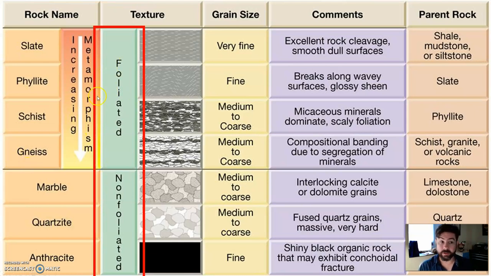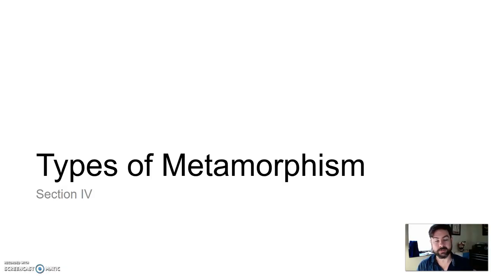With the foliated metamorphic rocks, increasing metamorphism, more heat, more pressure, so from slate to gneiss. That kind of range doesn't really exist with marble, quartzite, and anthracite. When you do this to limestone, you get marble. When you apply heat and pressure to sandstone, you get quartzite. When you apply heat and pressure to bituminous coal, you get anthracitic coal, anthracite. Just how it works. Quick and to the point.